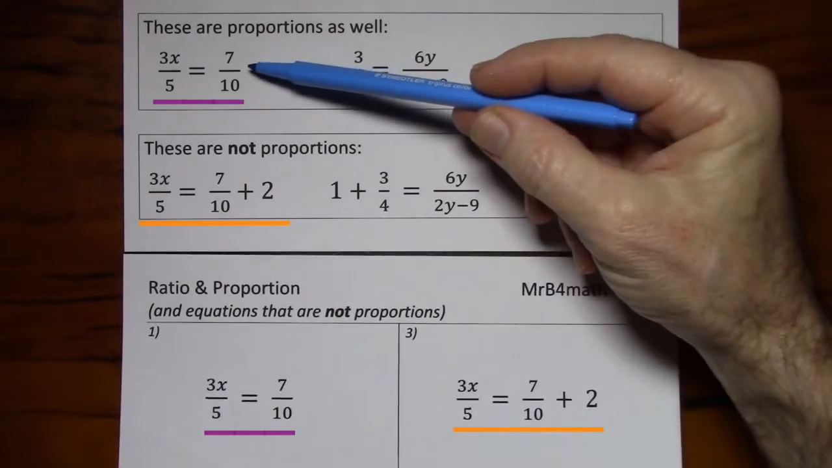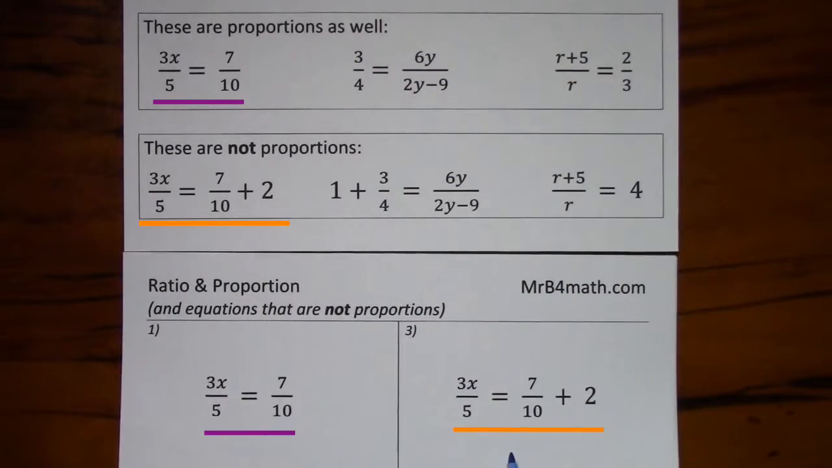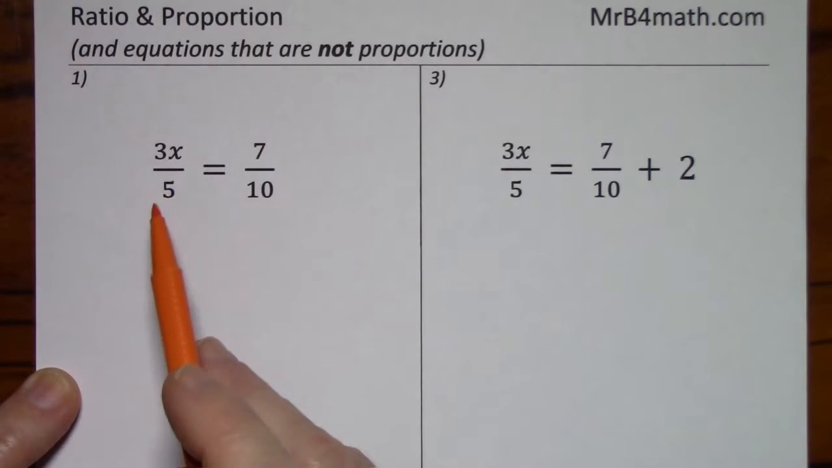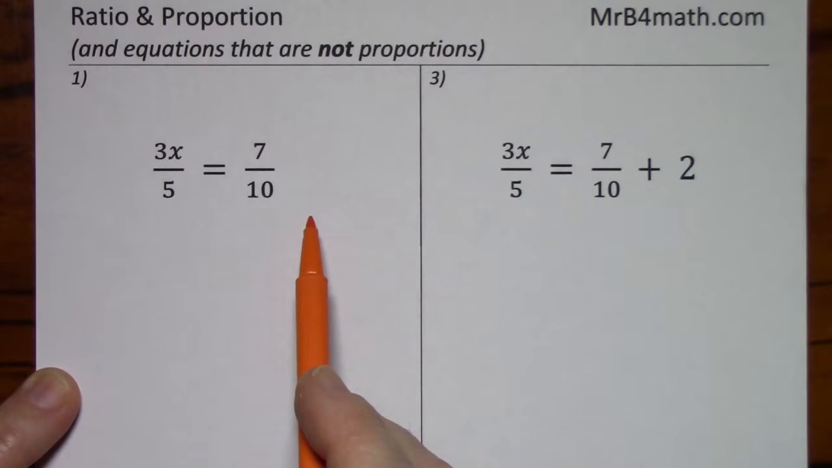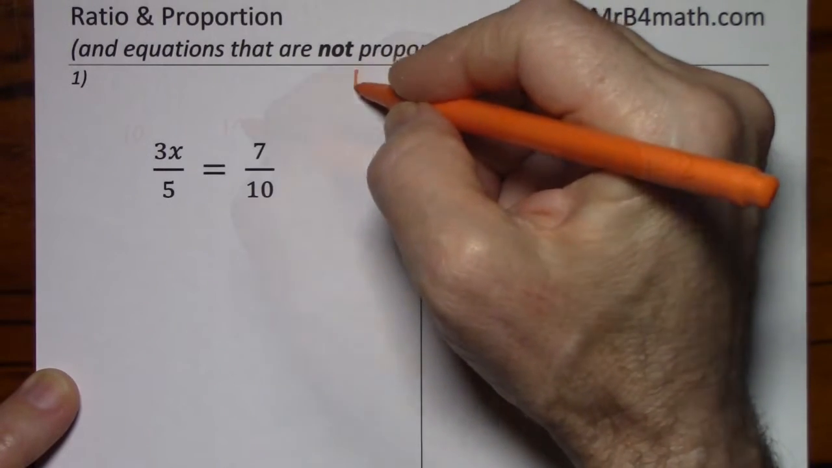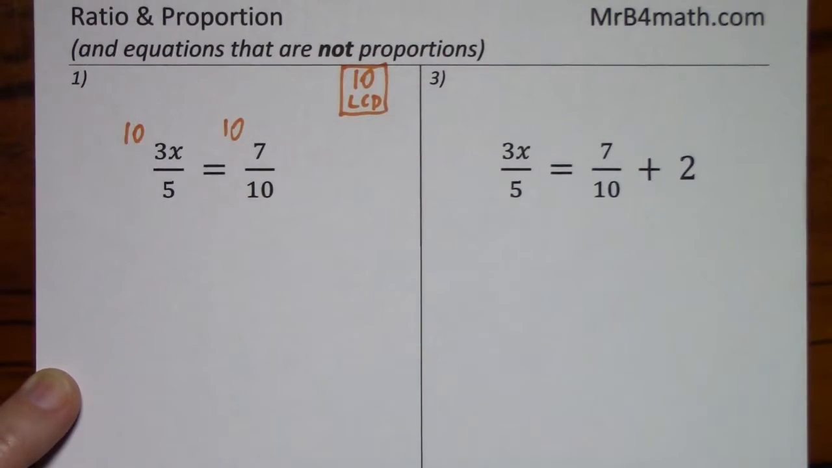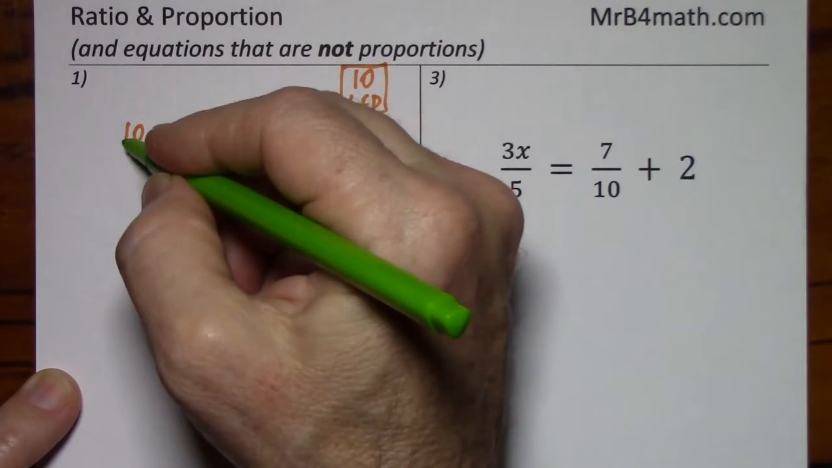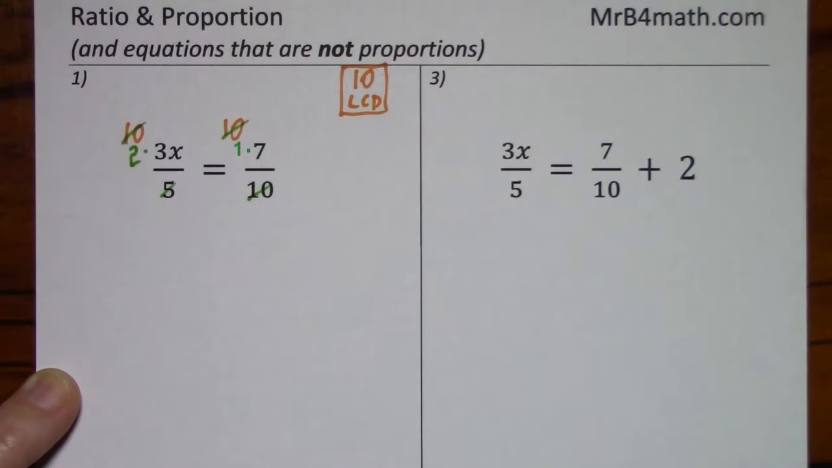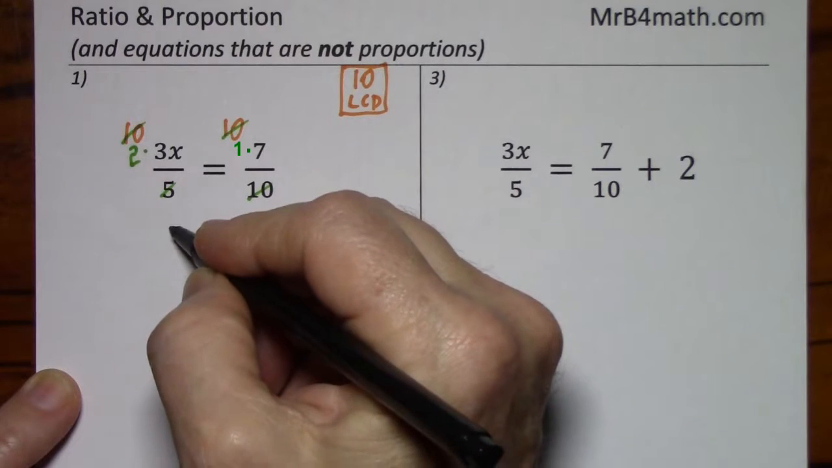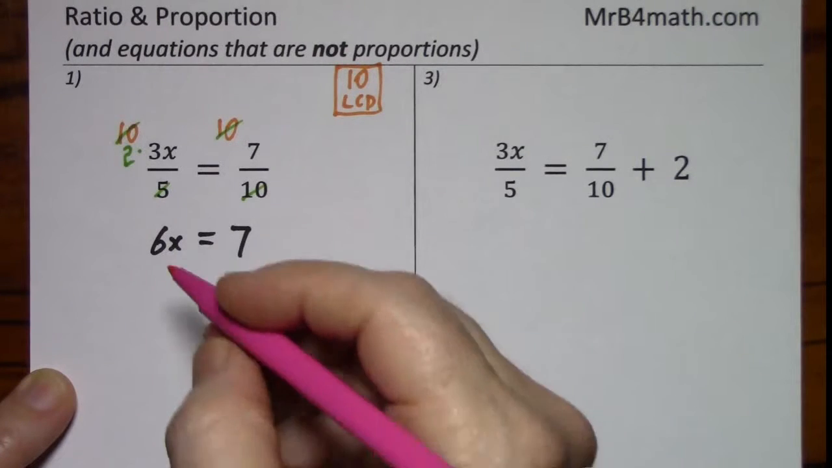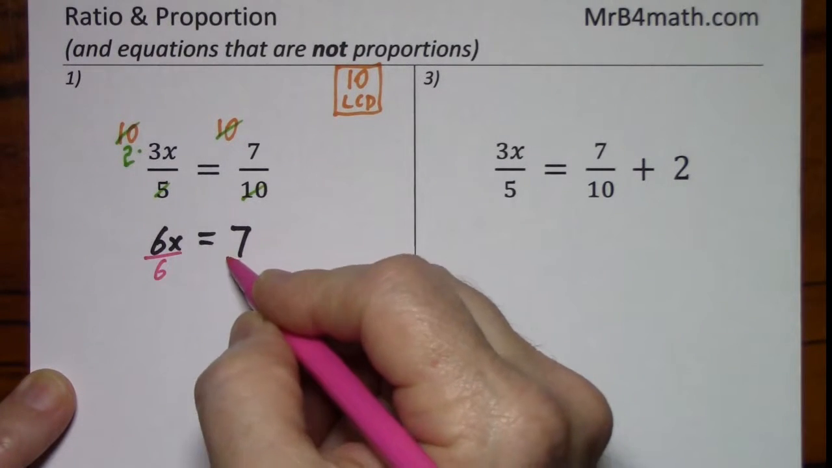So you can see, for example, these first two are right here. So we'll solve these now. To get x by itself, one approach would be to clear this equation of fractions. We can multiply by the least common denominator, which is 10. Divide by 5, divide by 5, leaves you with 2. Divide by 10, divide by 10. So now we have 6x is equal to 7. Divide by 6 and divide by 6.